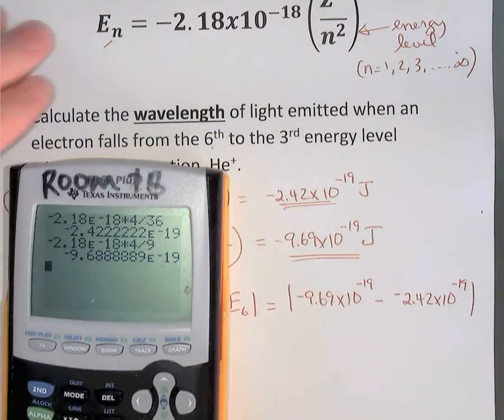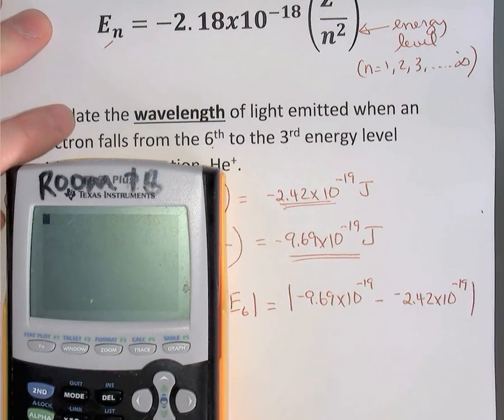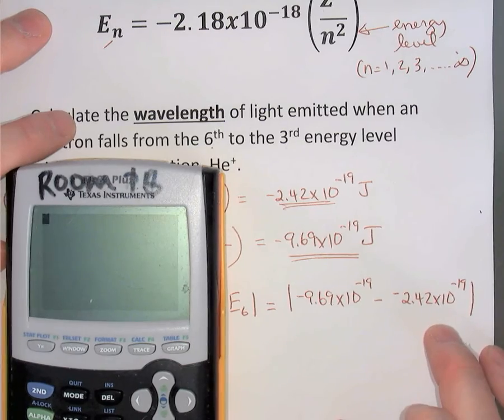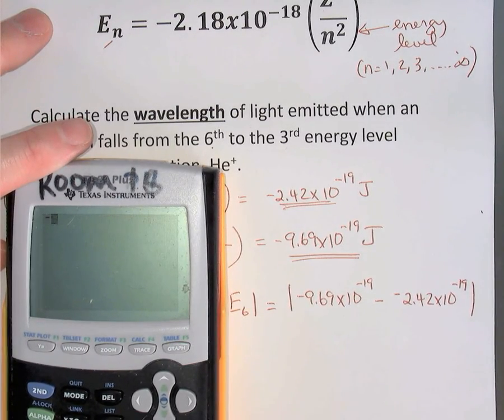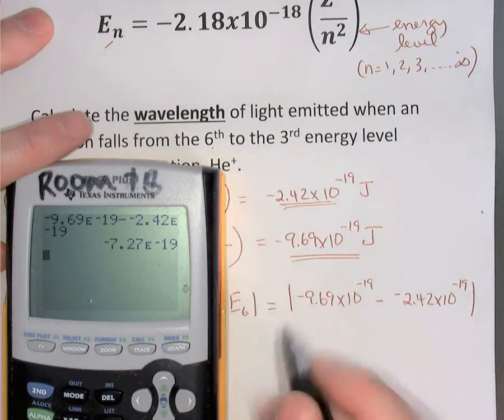Okay? This is, for some reason, a place where a lot of people make mistakes just typing in these numbers on their calculators. So negative 9.69 times 10 to the minus 19, take away negative 2.42 times 10 to the minus 19. Just do it carefully and you won't go wrong.